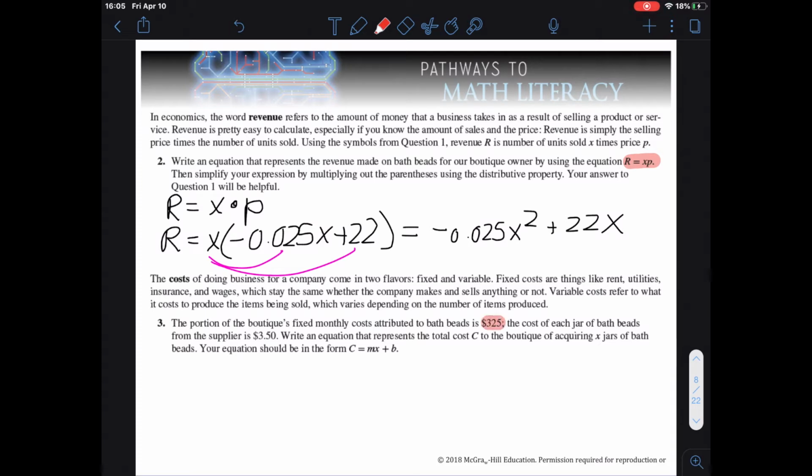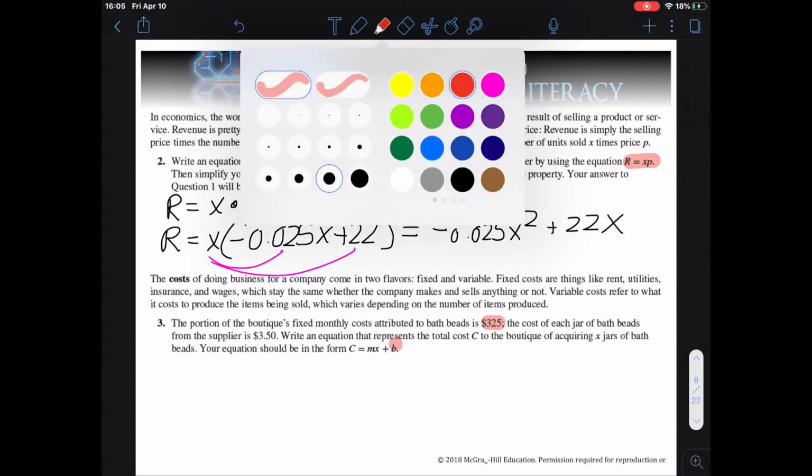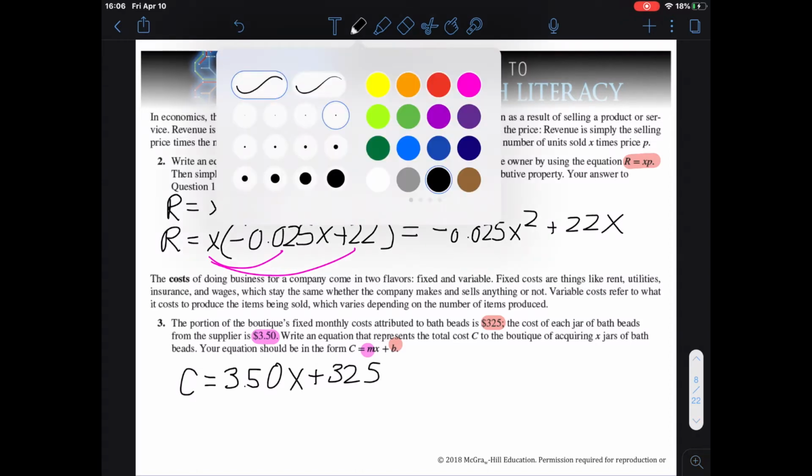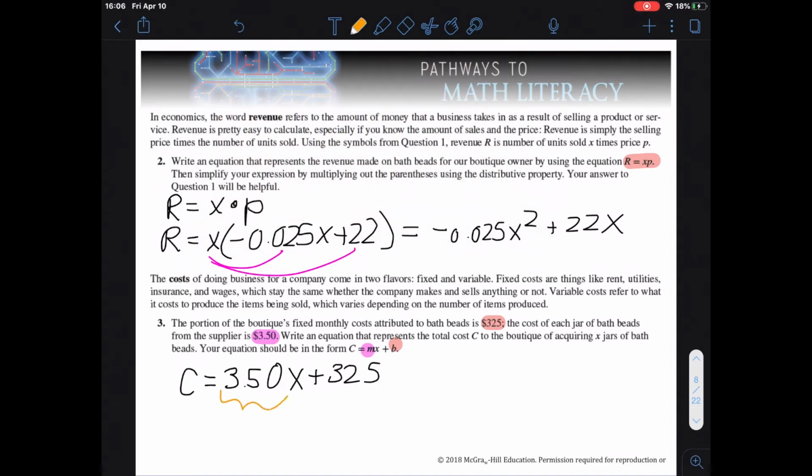So this $325 is our fixed amount, which is that value of b. And then the $3.50 is based on how many jars you actually sell. So our cost is 3.50 times the number of jars plus 325. So this first piece is our variable cost. It's the cost per jar.